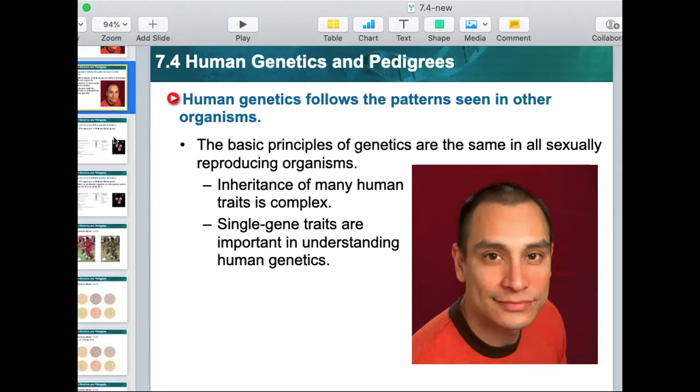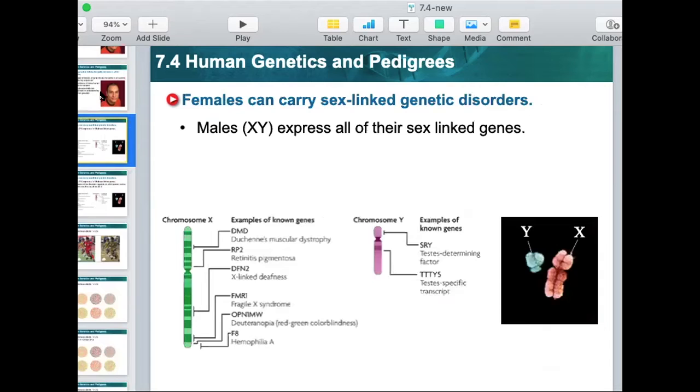Lots of times diseases are single gene traits. And so most of our knowledge about human genetics is from diseases. Because it's usually due to just one gene that's damaged that creates a disease.